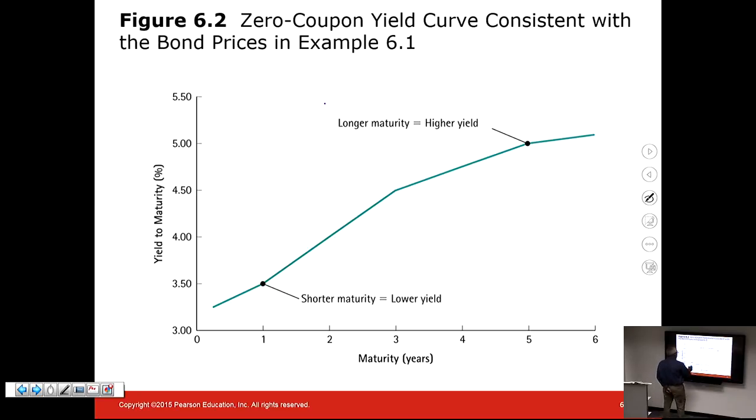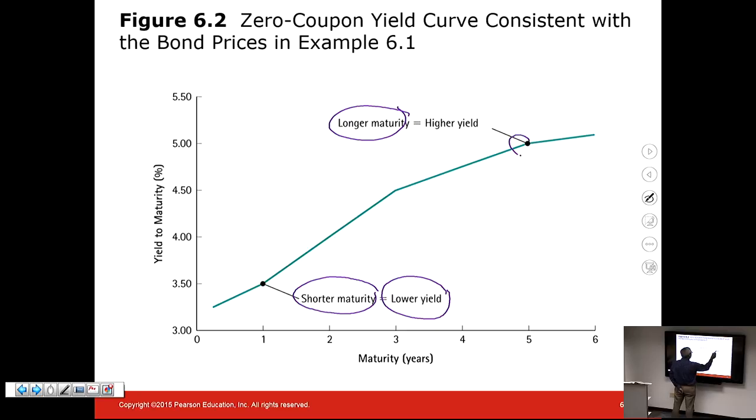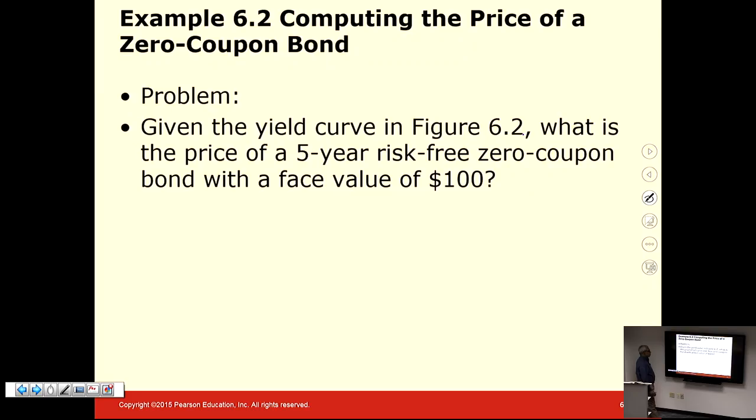So when a bond is of shorter maturity, we would expect it to have a lower yield. And if the bond is of higher maturity, we would expect it to have a higher yield. This is assuming, as we talked about last class, that the term structure of interest rates is upward sloping, as we can see over here.